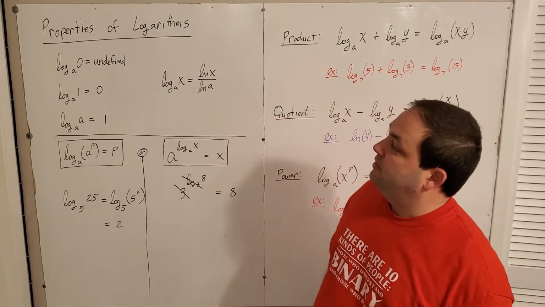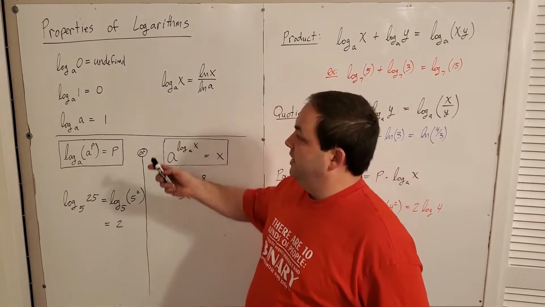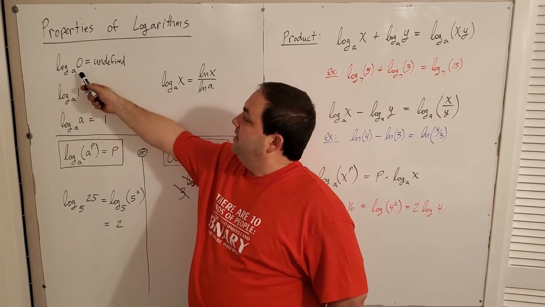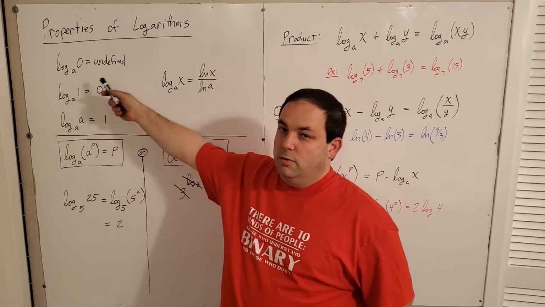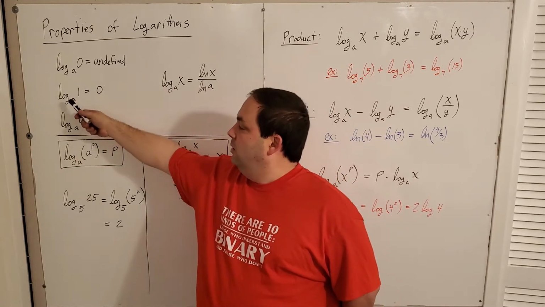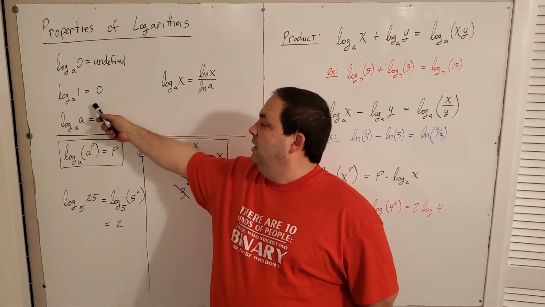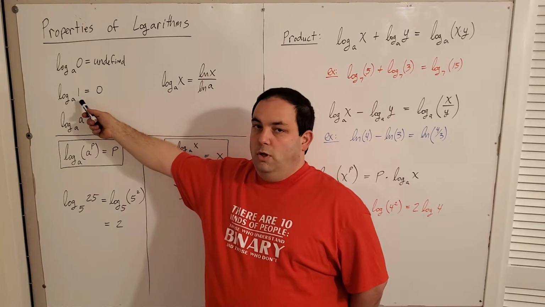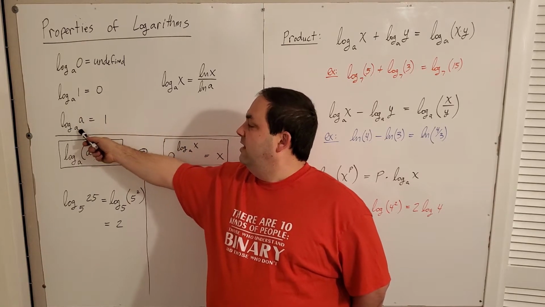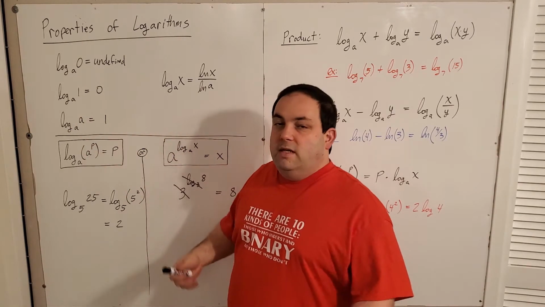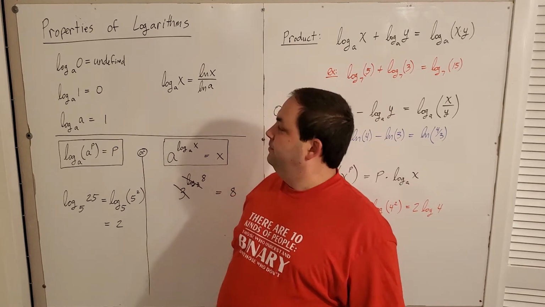Okay? So properties of logarithms, we've already gone over a few of these, right? Log base anything of 0. You can't do the log of 0. It's undefined, right? Log base anything of 1 is 0. And that's because anything to the 0 power is 1. The log base anything of itself is 1 because anything to the 1 power is itself.